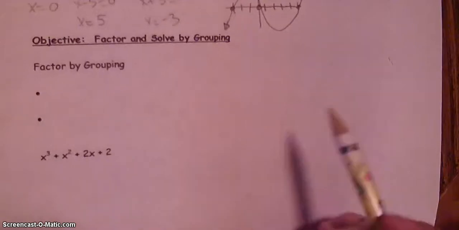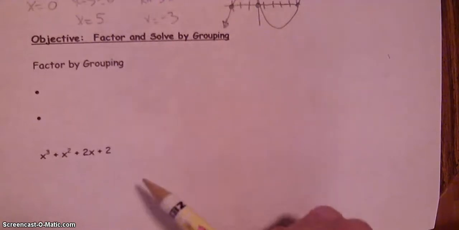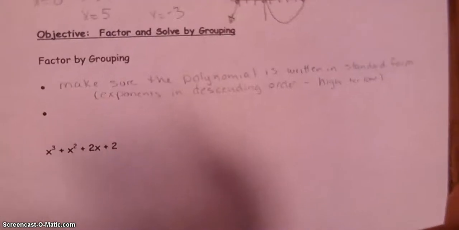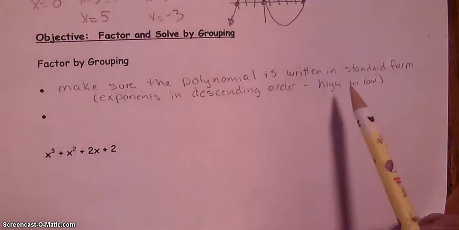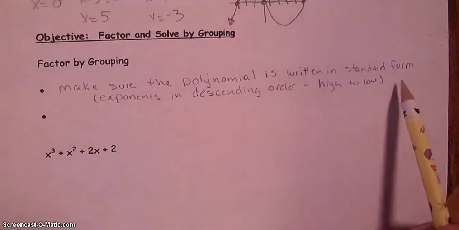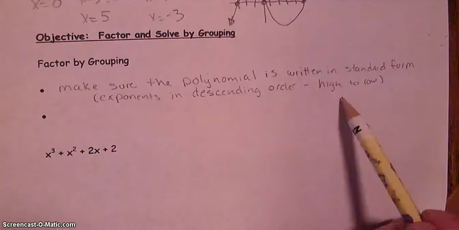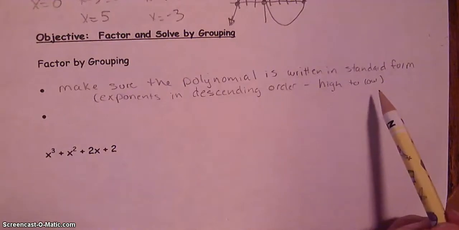Alright class, welcome back. Tonight we're going to finish our notes from factor and solve by grouping. When we're factoring by grouping, there are a couple of things we need to make sure we have everything set up right. The first thing, guys, is to make sure your polynomial is written in standard form, and that means you want your exponents in descending order from the highest number to the lowest number.